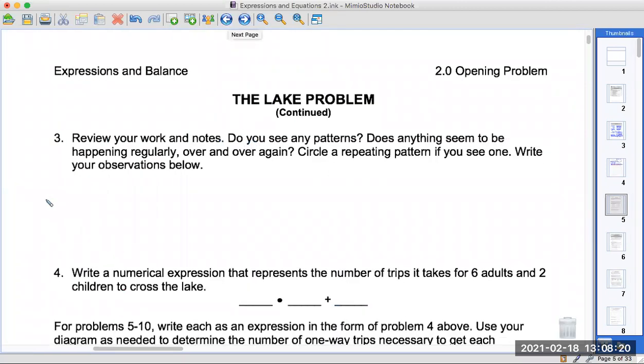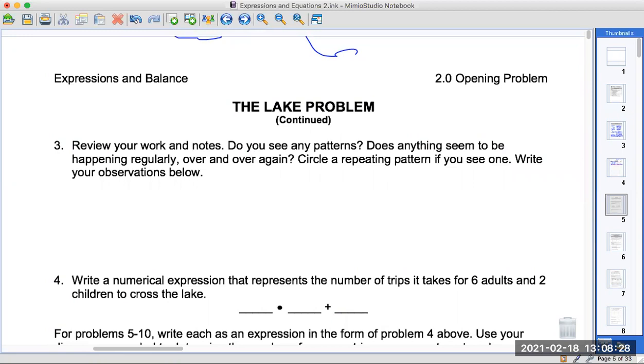And we're going to skip this part. So write skip. Oops, come on, my little writing machine. That machine gets so temperamental sometimes. So the lake problem, the continued part, we'll skip.